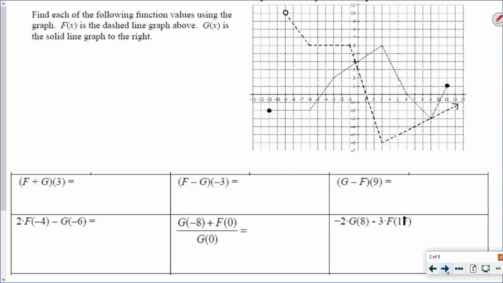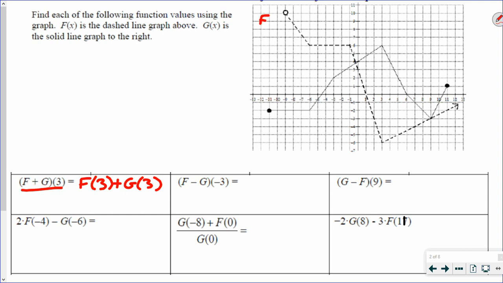All right, we can also perform operations graphically. So you may remember when we were doing this algebraically, we learned that f plus g of 3 is equal to f of 3 plus g of 3. So then we just have to evaluate each function graphically, and then we'll just add the two numbers together.